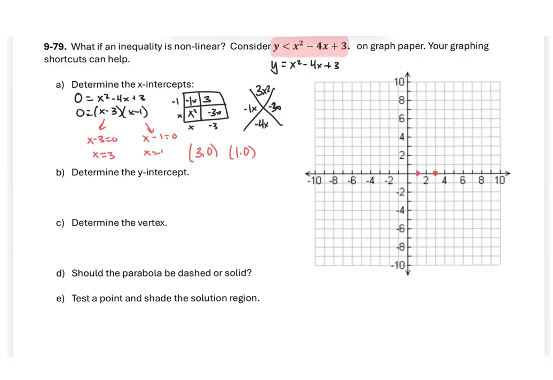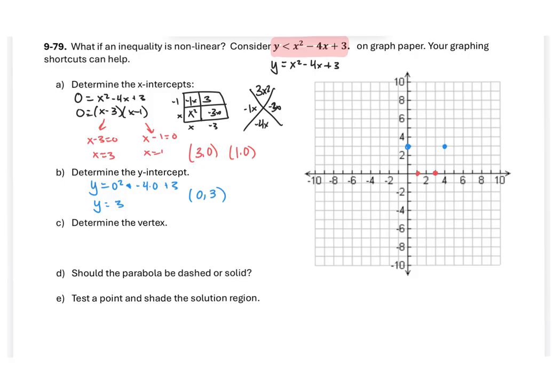Part B asked me to determine the y-intercept. Again, I'm going to treat that like the equation. Put a 0 in for x. So that's going to be (0, 3). So that point's going to be here. And then due to the symmetry, I know that I'm going to be one outside the other x-intercept as well.